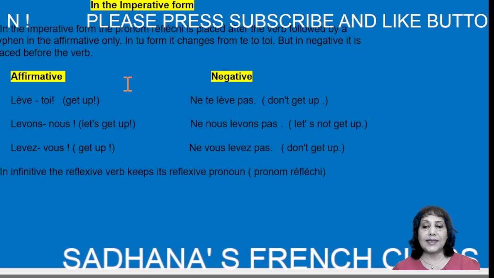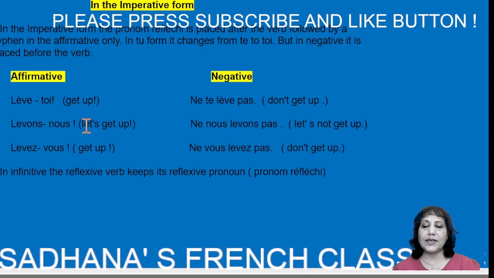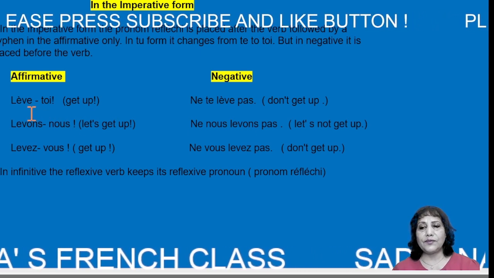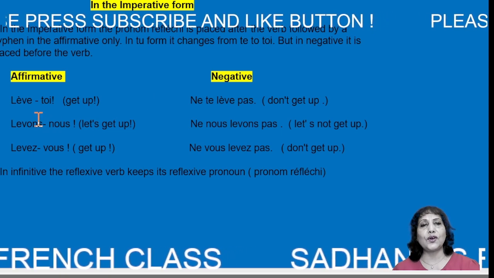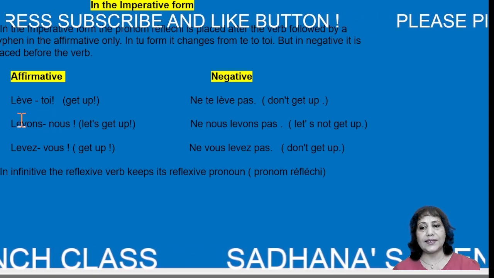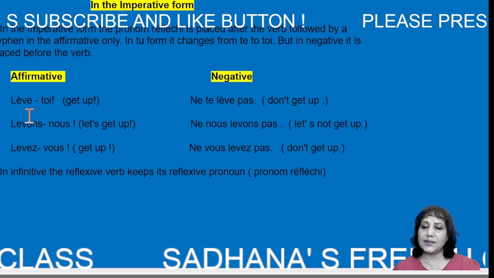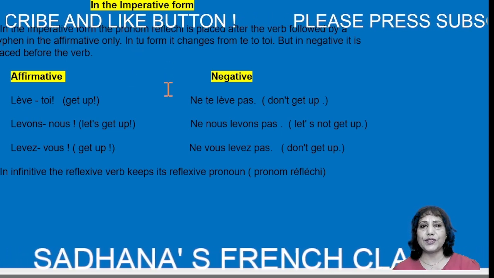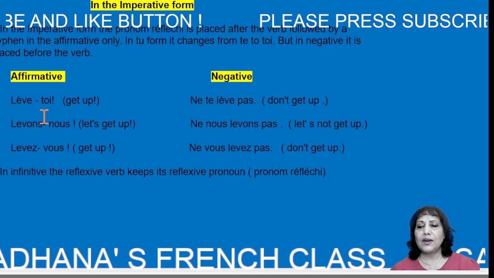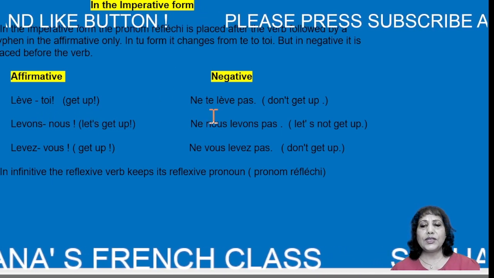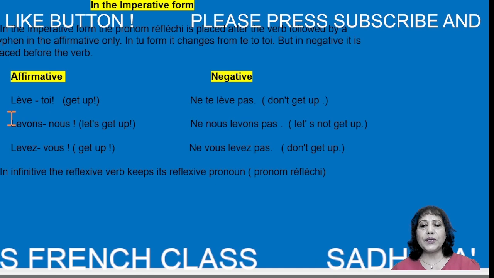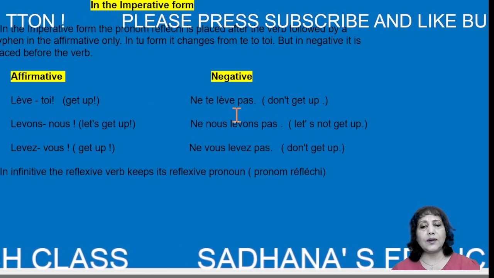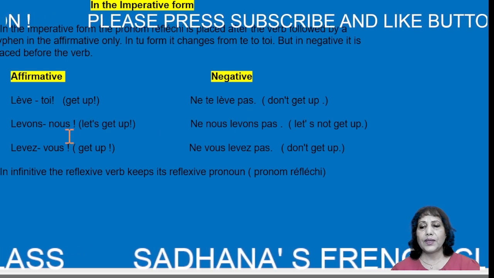And yes, in the imperative form I have not used s here. In the ER group, when we make the imperative form, we do not place the s ending. We just place e. I will give you this imperative form in detail. I'll make one episode. Lave-toi, get up. In negation, this toi again will become te and it will come back before the verb. Ne te lave pas, don't get up.